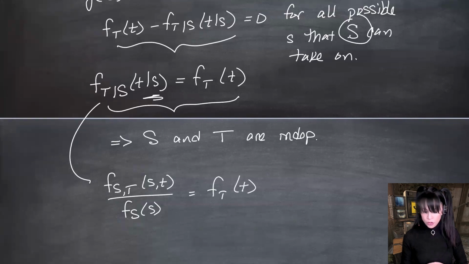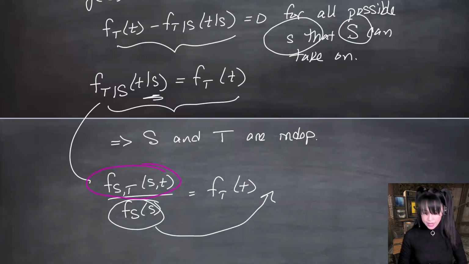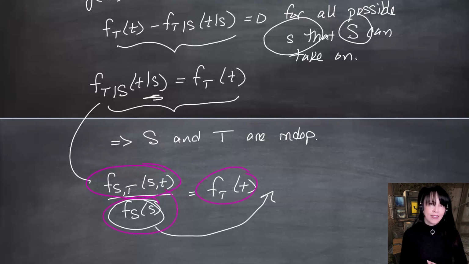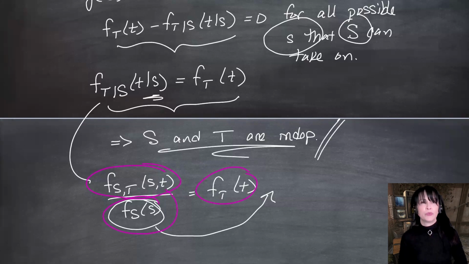Now recall, we are assuming that the little s's we're looking at are the possible ones. So this is not going to be 0. So we can multiply it to the other side. And then you have a joint PDF is the product of the marginals. So you have independence that way as well. But either way, showing that S and T are independent is what we wanted to show. And we are done with the proof of Basu's theorem.